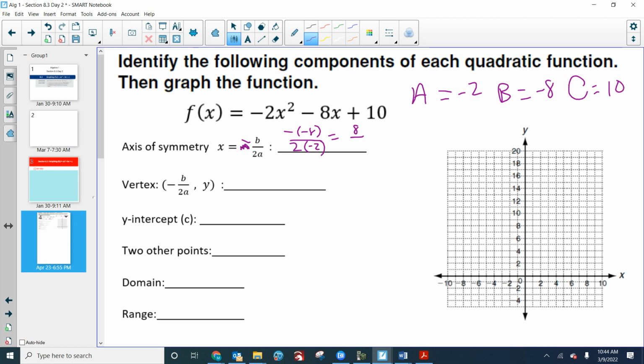8 over. What's 2 times -2? Samara? Okay, what's 8 divided by -4? Mary? 8 divided by -4. It's -2. Guys, for the love of this green earth, write it x equals. X equals -2.